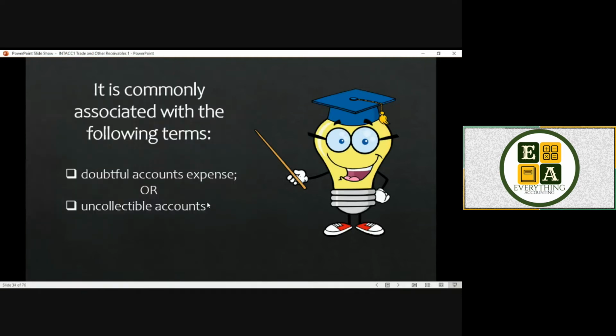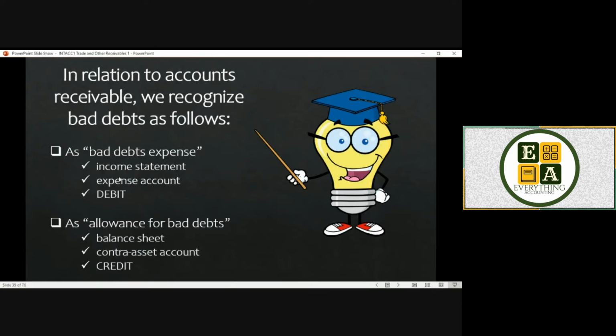So commonly associated yung bad debt with doubtful accounts expense and uncollectible accounts. Any of the terminologies you're going to use, be consistent lang. They're just the same, but for record purposes, be consistent lang. If you have started with bad debts, kailangan bad debts na yan all throughout. Pag doubtful accounts, kailangan doubtful accounts na yan all throughout.